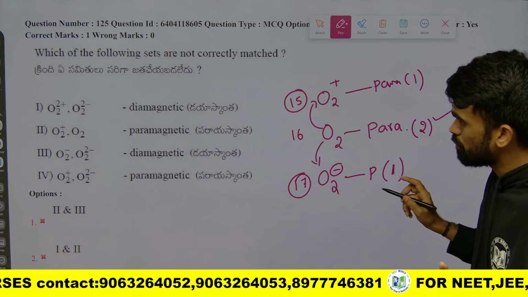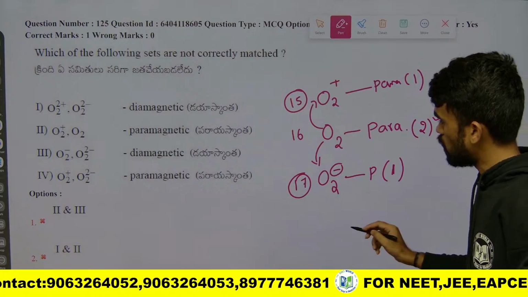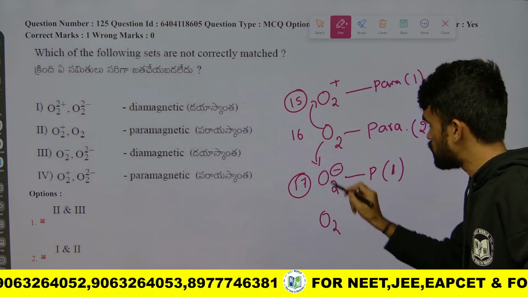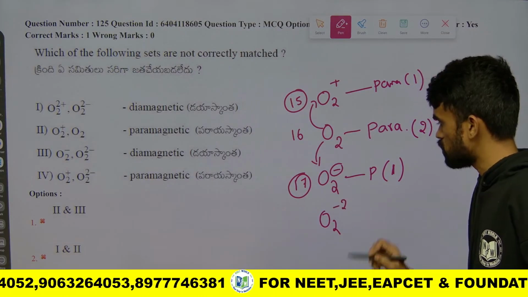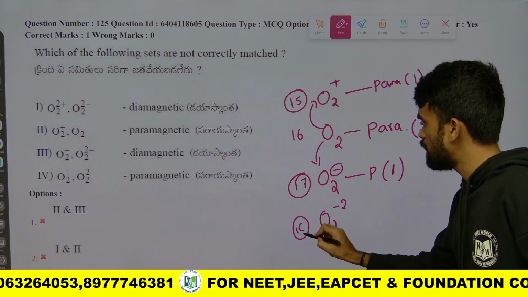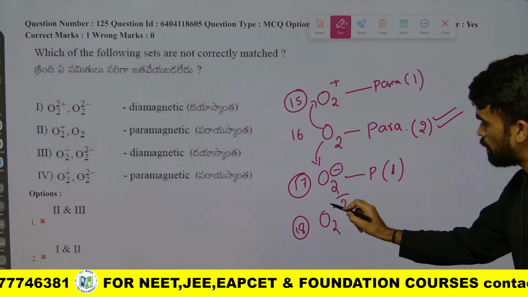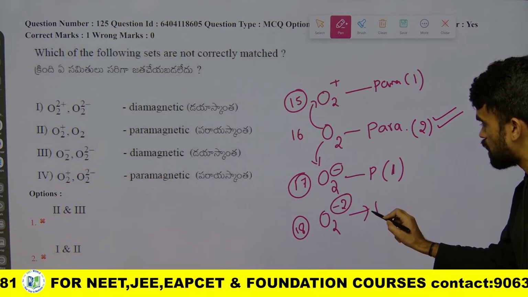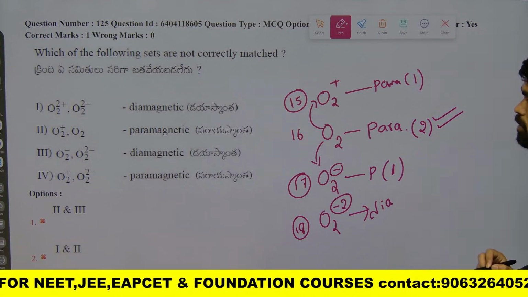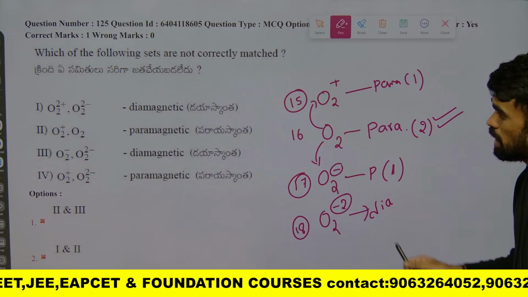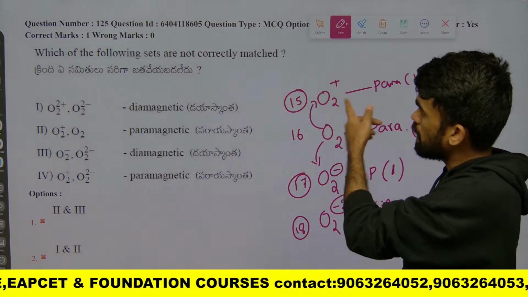Hope it is clear. So now based on this, if I add 2 electrons to O2, if I write O2 2 minus, it means here we have a total of 18 electrons. Now whatever 2 unpaired electrons are there will be paired up in this case, and it becomes diamagnetic. Hope it is clear.